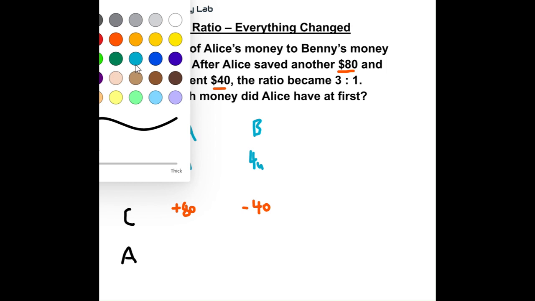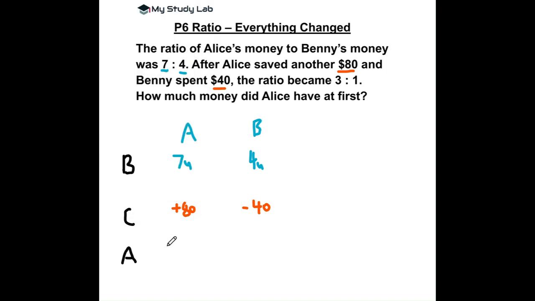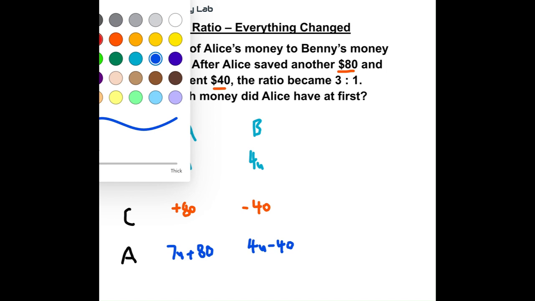What happened here? So Alice ended with 7U plus $80. And Benny ended with 4U minus 40. In the end, this amount of money they have are in this ratio, which is 3 to 1.